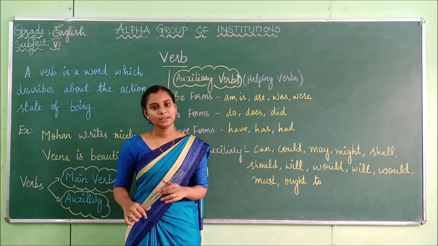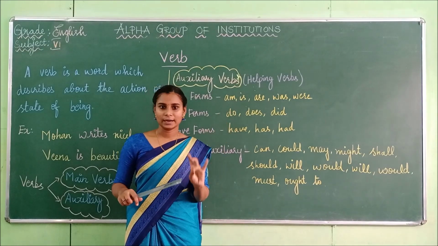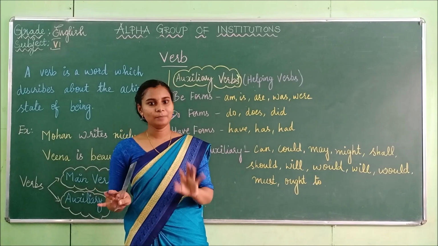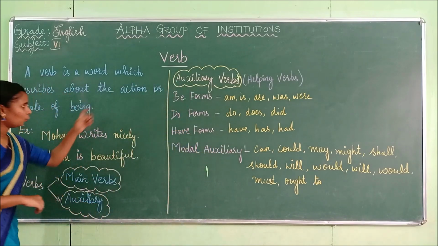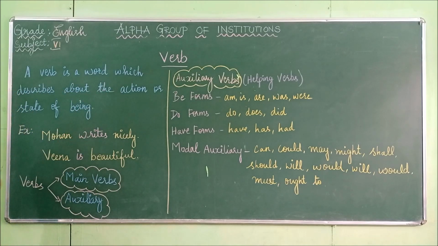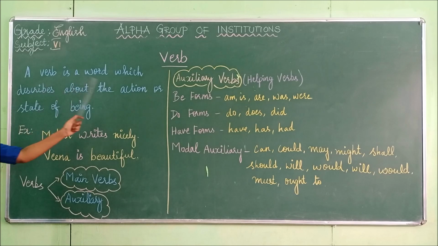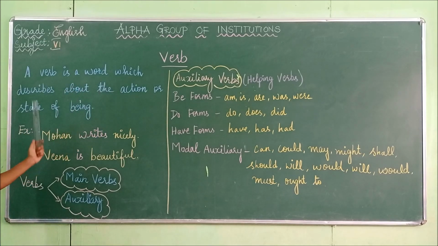Okay, children. Now we are going to learn verbs. So far we have learned analogy and articles, and we have also seen the exercises. Now we will see verbs and complete the exercises under it. What do you mean by verb? A verb is a word which describes an action or state of being.